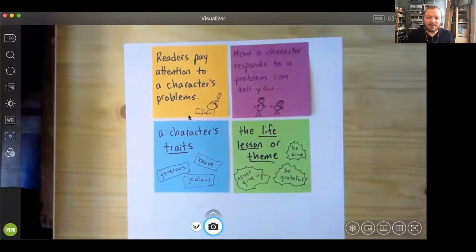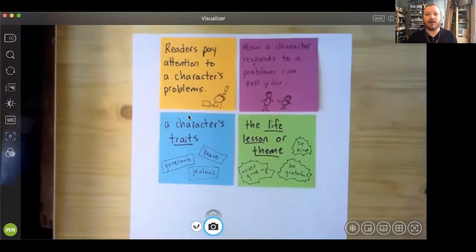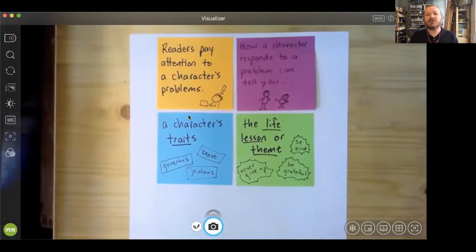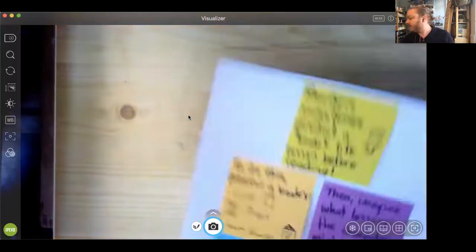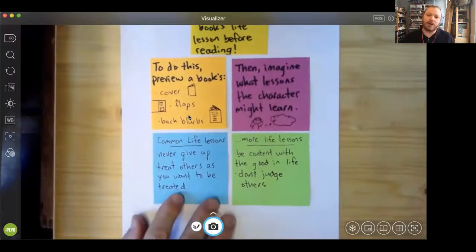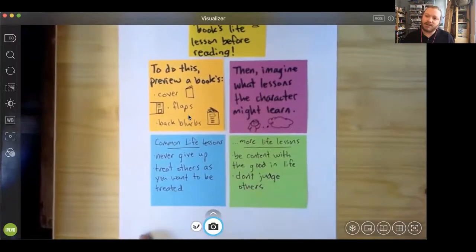So the thing that I want to specifically teach you today is what you can do when you are paying attention to problems. Because when you pay attention to a character's problems, you can grow some ideas. You can grow some ideas about the type of person the character is, in other words, their traits. You can also grow some ideas about what the book's life lesson might be. And I always want to remind you some ways to think about life lesson, coming up with your own, or thinking of common ones that already appear.